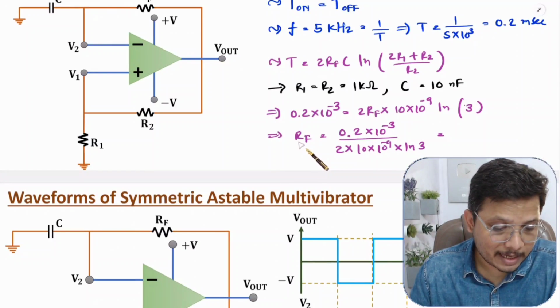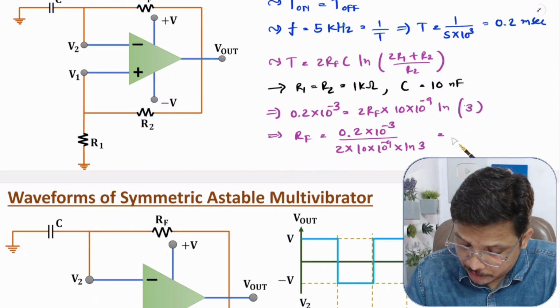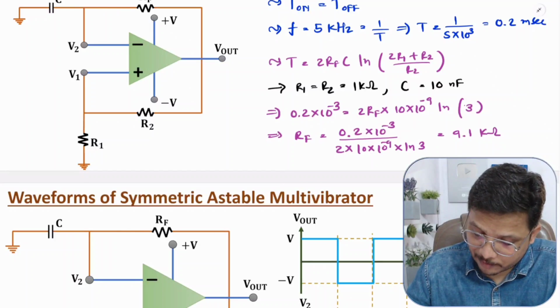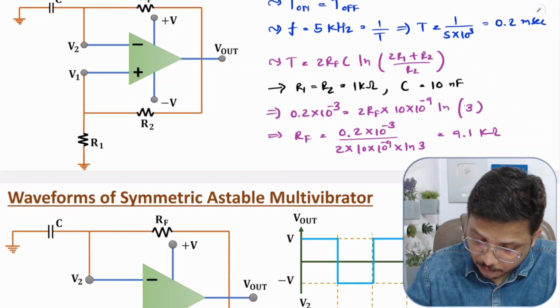So let me check what is my answer for RF. See, RF should be 9.1 kilo ohm over here. So that is how one can identify value of all the components.